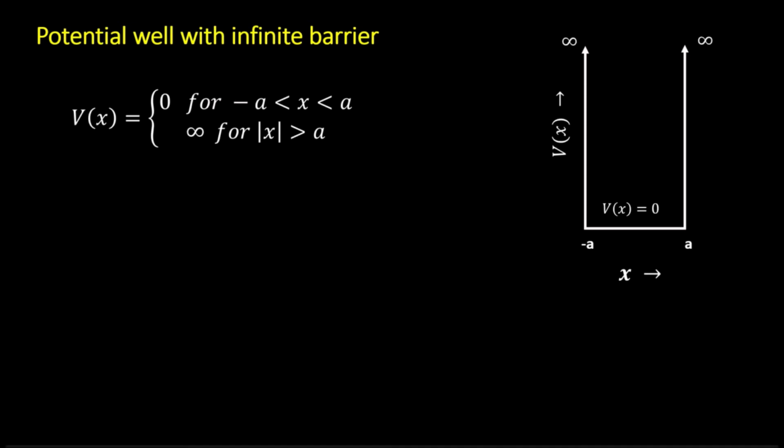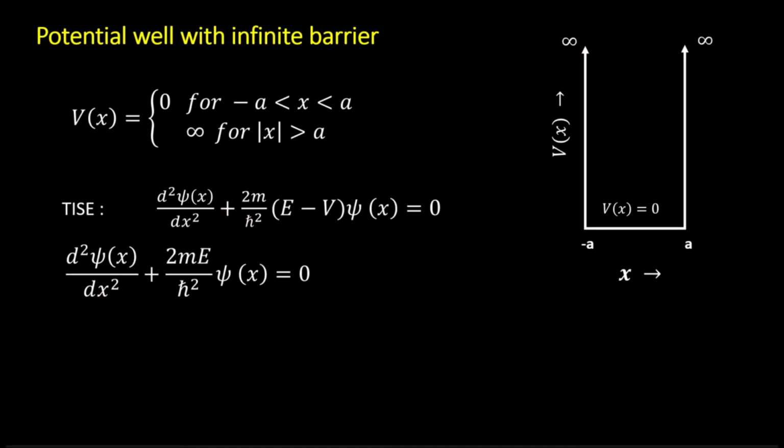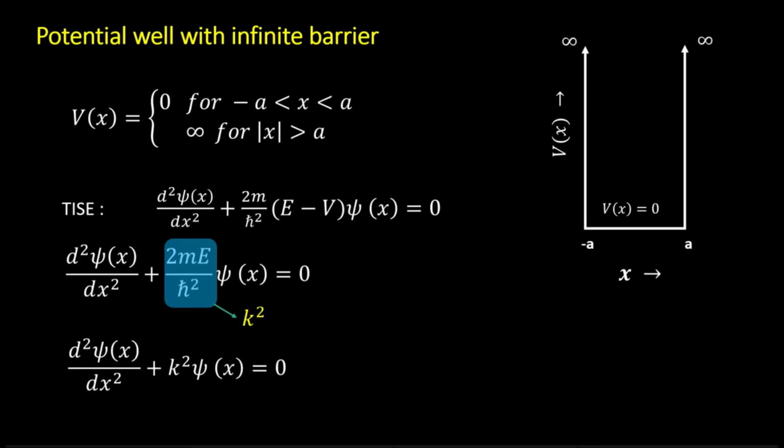The time independent Schrodinger equation for the particle inside the well can be written as d squared psi by dx squared plus 2m E by h cross squared psi is equal to 0, as we assume that the particle is free to move inside the well as there is no potential acting on it. So let's substitute 2mE by h cross squared as some constant k squared. Then the equation becomes d squared psi by dx squared plus k squared psi is equal to 0.